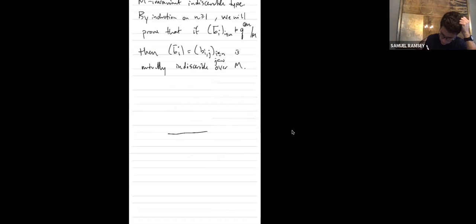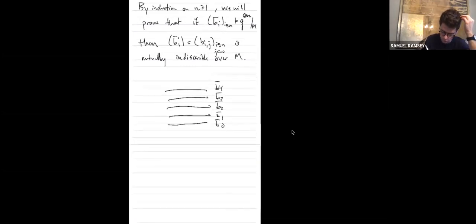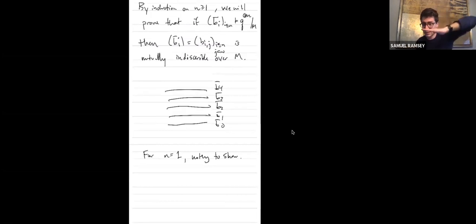I'm realizing my type inductively. So here's like B bar 0, B bar 1, B bar 2, B bar 3, B bar 4, and so on and so forth. So for n equals 1, there's nothing to show. I mean, it is the type of an M indiscernible sequence. So of course, if I realize it once, I get something which is a mutually indiscernible array of height 1. What is that? That's the same thing as an indiscernible sequence. So if I only have one row, then of course, if it's an indiscernible sequence, then it's an indiscernible array. So I haven't said anything at all.